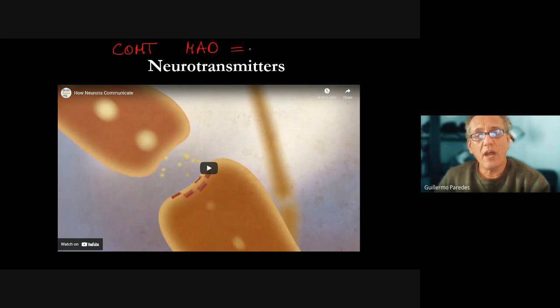So those are actually enzymes that destroy the neurotransmitters within the synaptic gap.